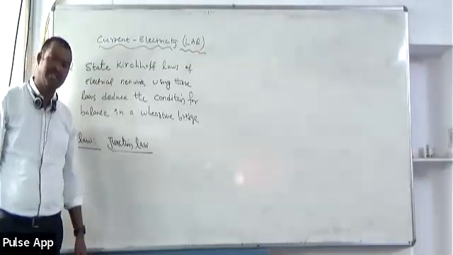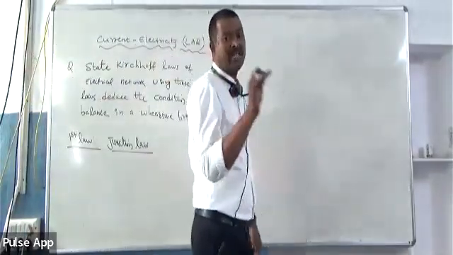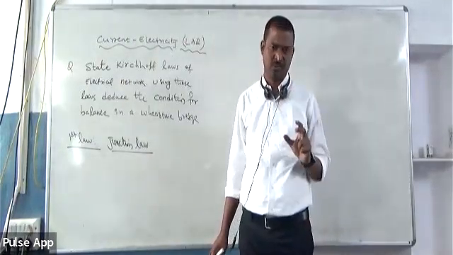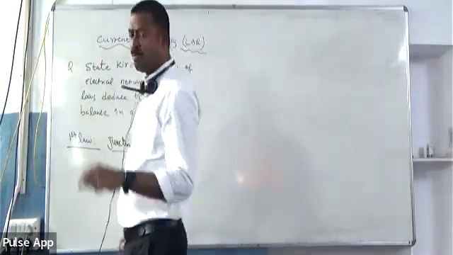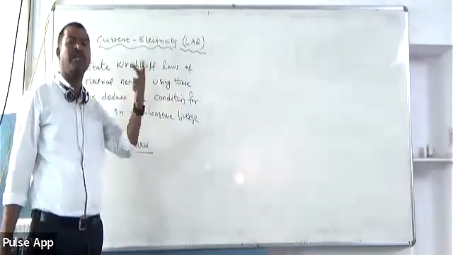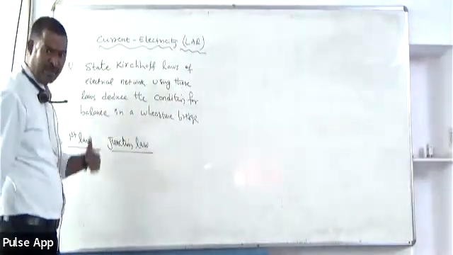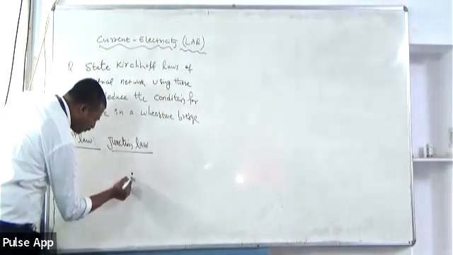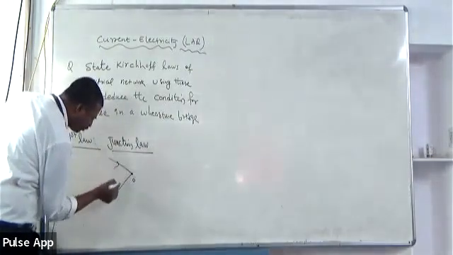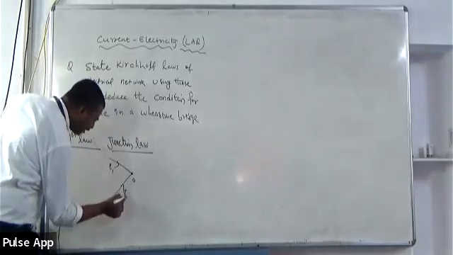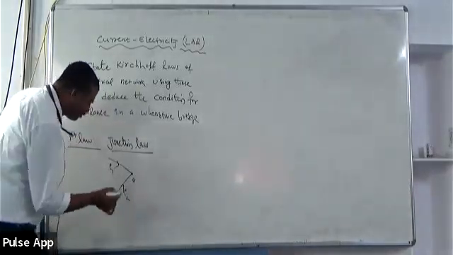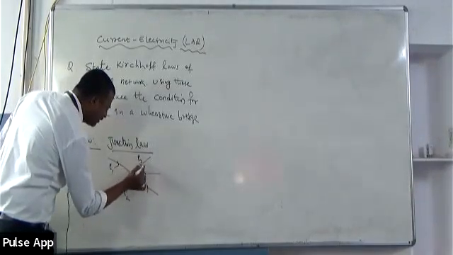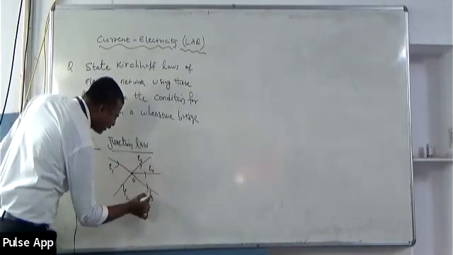The junction law says that the algebraic sum of currents at the junction is 0, or we can say the sum of the currents flowing towards the junction is equal to the sum of the currents flowing away from the junction. Diagrammatically, this is a junction O. Two currents, I1 and I2, are flowing towards the junction, and three currents, I3, I4, I5, are flowing away from it.